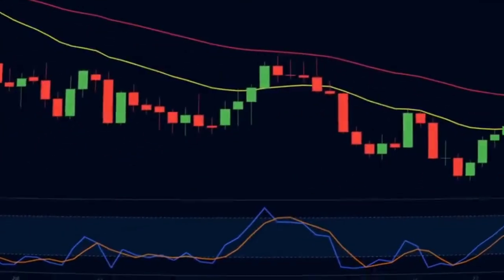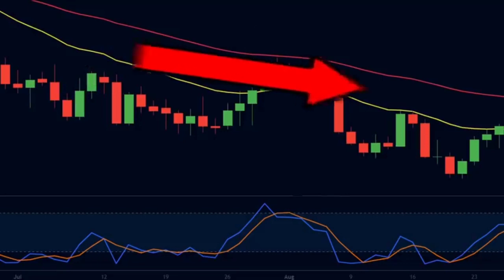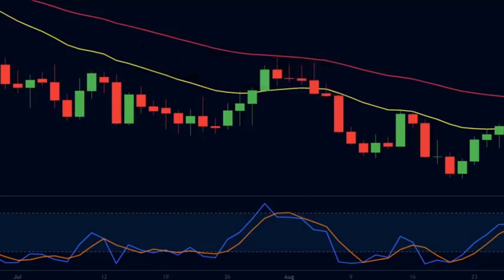Now let's look at a sell trade. On the sell trade, we will just inverse the rules that we discussed in the buy trade. Here is an example. On this chart, we can clearly see that the price is trading below the moving averages. We can also see that the 21-period EMA is below the 50-period EMA. Both the EMAs are also sloped downwards. This clearly states that the price is in a downtrend.